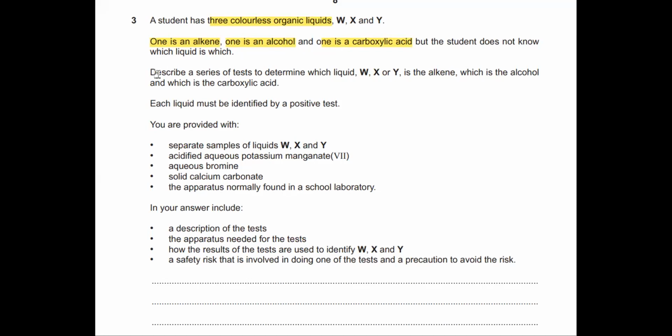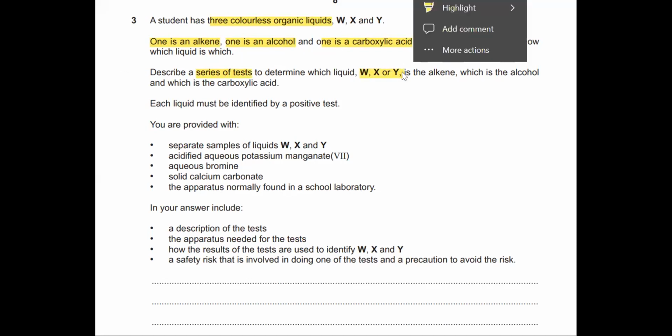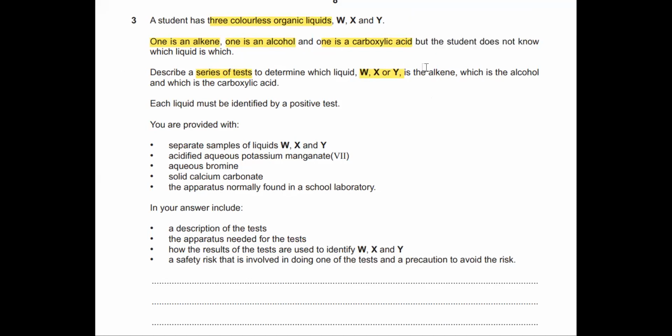Now, what the examiner is asking us to do is describe a series of tests. You are supposed to give the series of tests in order to determine which liquid out of W, X and Y is an alkene, which one is an alcohol, and which one is a carboxylic acid. So you are supposed to give the test and an observation to identify them. Further, each liquid must be identified and its positive test needs to be given.